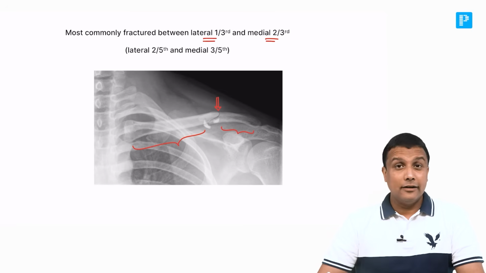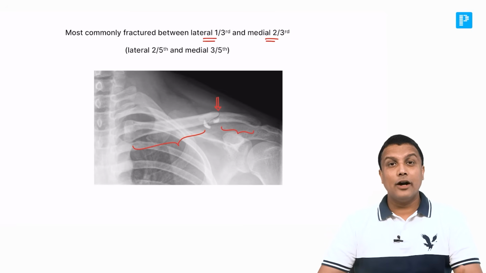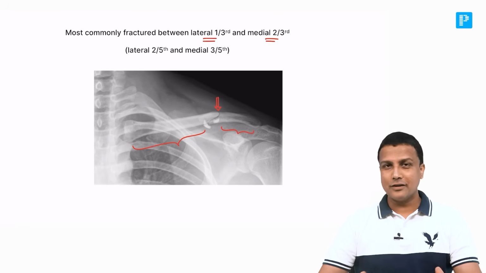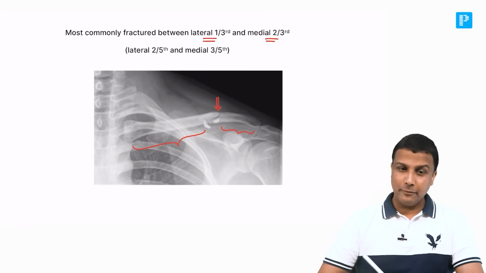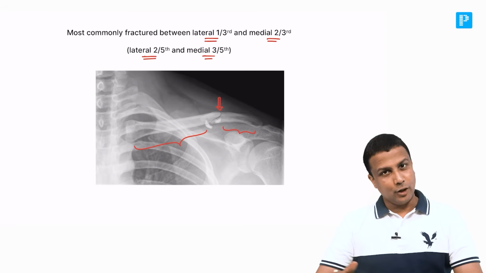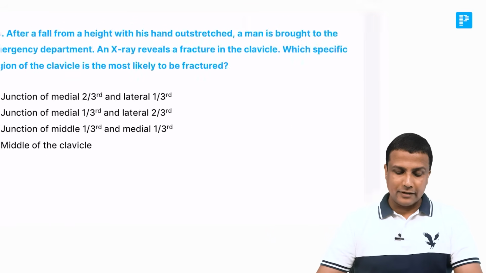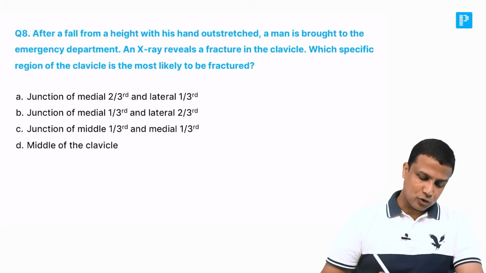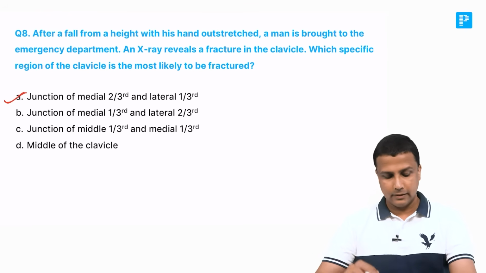Now according to the latest edition of Gray's Anatomy, that is the 42nd edition, nowadays they are not dividing the clavicle into 3 parts, they are dividing it into 5 parts. So when it is divided into 5 parts, the fracture of the clavicle will be most commonly between lateral 2/5 and medial 3/5. So therefore, my dear friends, remember, clavicle is most commonly fractured at the junction of medial 2/3 and the lateral 1/3. This is the right answer here.